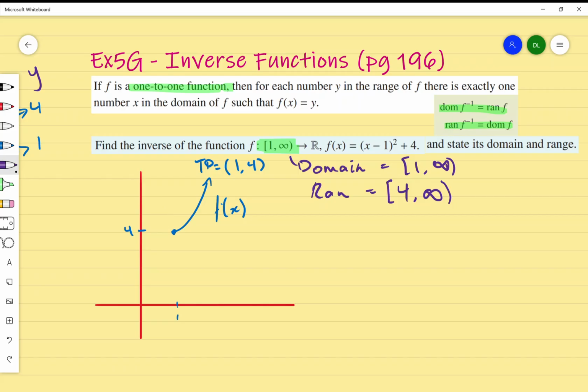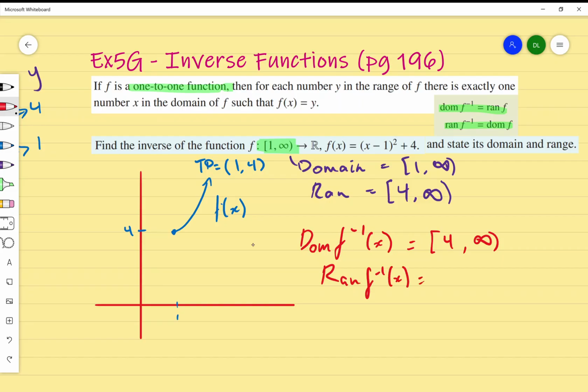So right off the bat, I know that for my function f inverse of x, the domain is going to equal 4 to infinity, because I'm switching them around. And the range of my inverse function is going to equal 1 to infinity.